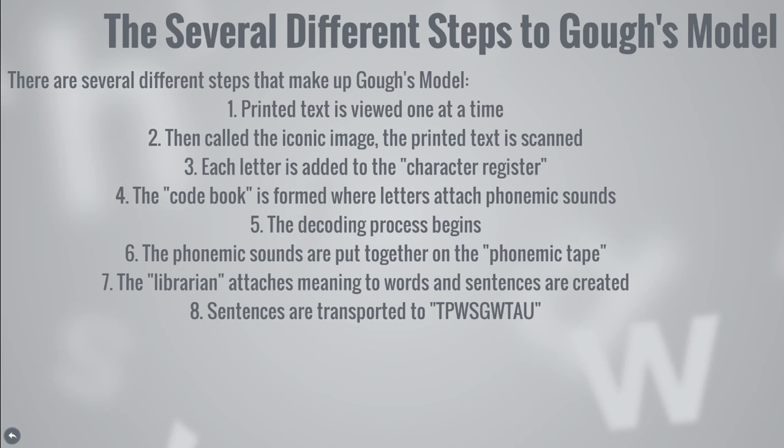Next, the librarian attaches meaning to the words in the sentences, and then sentences are created. So the meaning of the words is very, very basic. And then sentences are transported to the place where sentences go when they're understood. This is the final step of Gough's model. And like I said, it can get confusing.